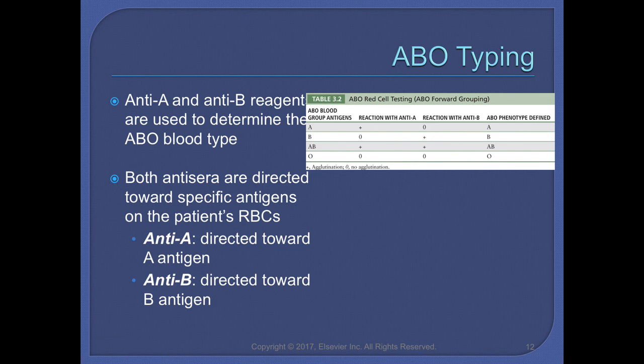So remember, when we do ABO typing, we need the actual red blood cells, right? And we use anti-sera, reagent anti-A, and reagent anti-B to detect the presence of these antigens on the red blood cells. Anti-A will be directed towards the A antigen on the red cells, and anti-B gets directed towards the B antigen on the red cells. So this is how we know what are the antigens that are present on the red blood cells. And this table right here shows you the ABO red cell typing with forward grouping.